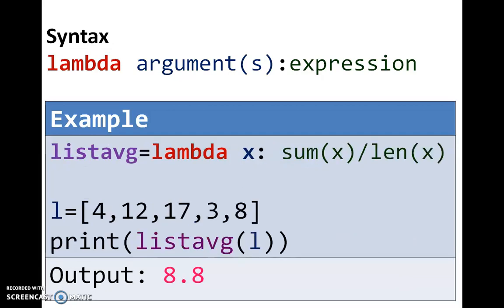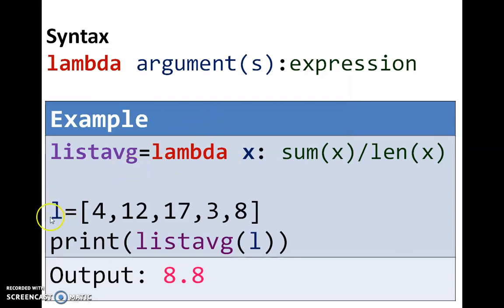Another example: list_avg is equal to lambda x colon sum of x divided by len of x. So when we compare with the syntax, x is the argument and sum of x divided by len of x is the expression. So let us see how we can use this function.